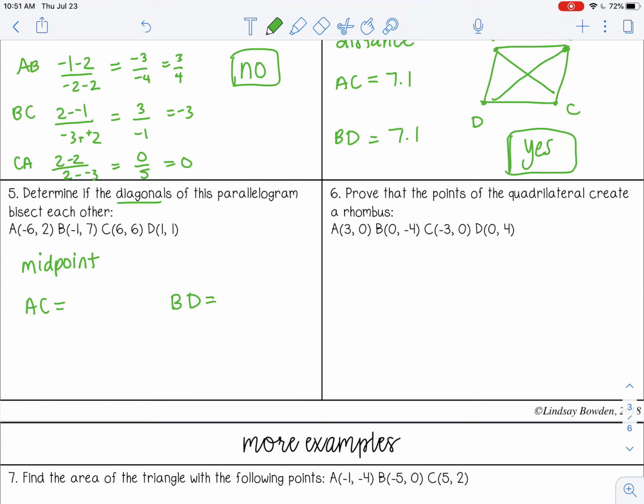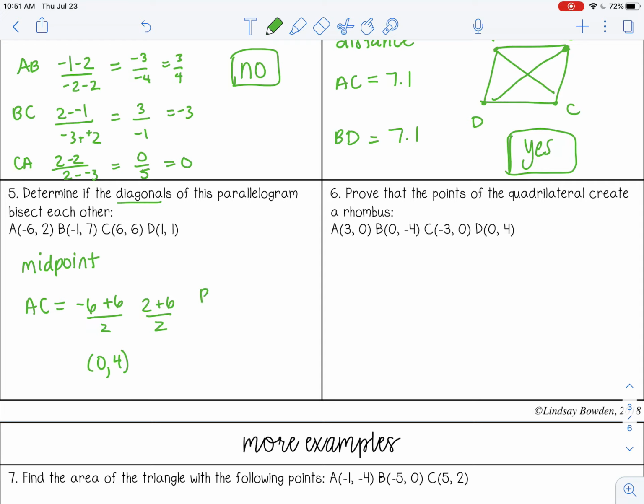And remember, midpoint, you add the x coordinates and divide by 2. Let me actually move this over a little bit. Okay, so x coordinates over 2, y coordinates over 2. So negative 6 plus 6, that's 0. 0 over 2 is 0. 2 plus 6 is 8, divided by 2 is 4.